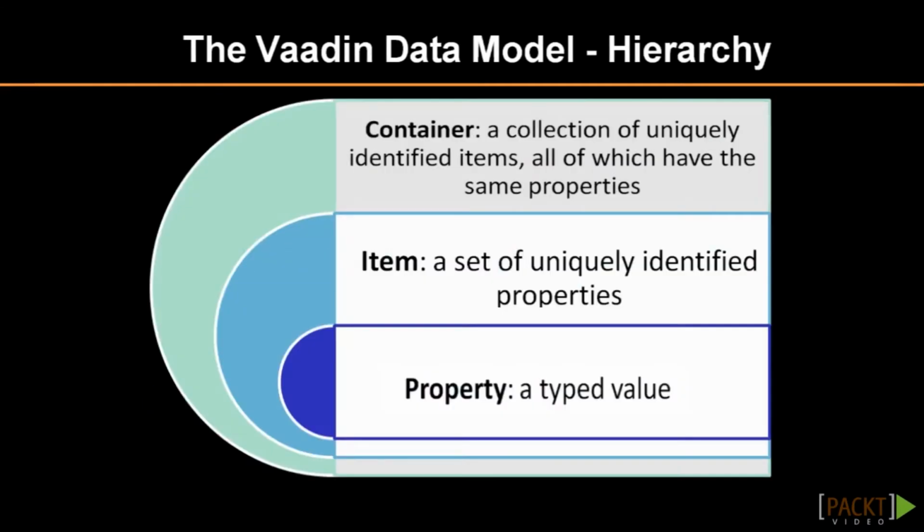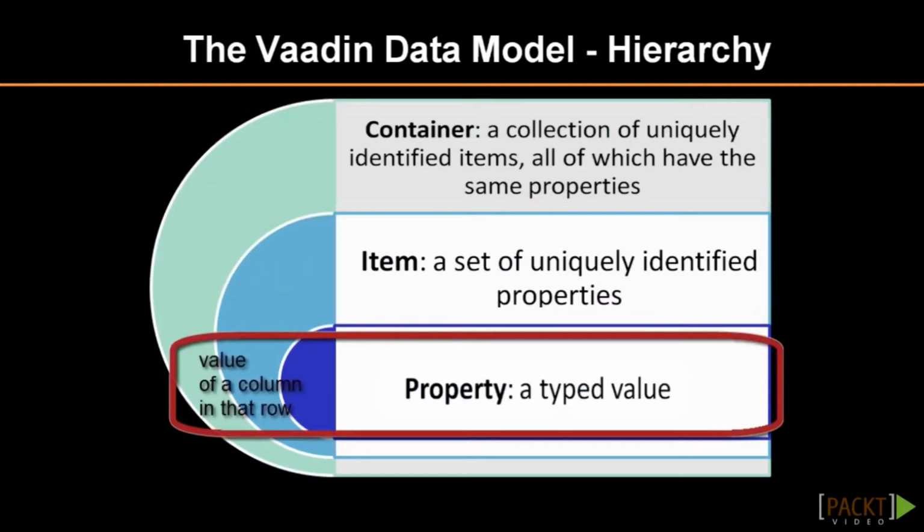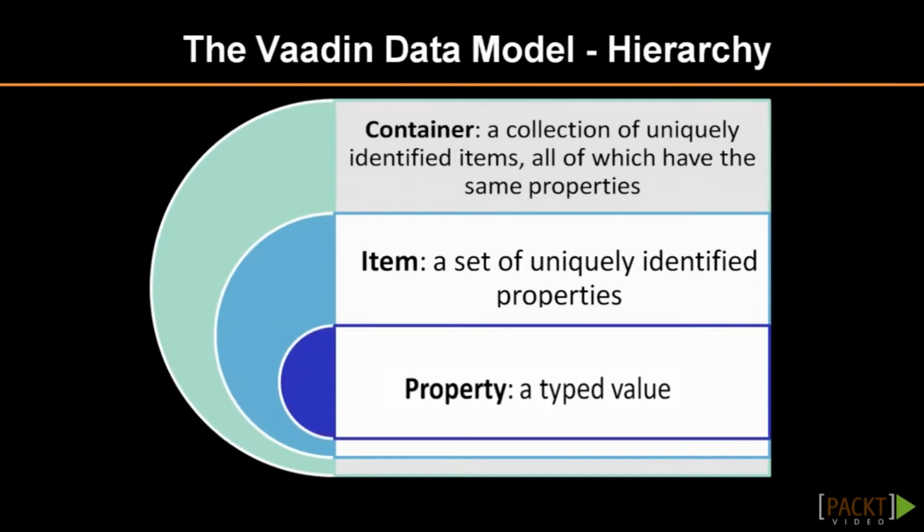The easiest way to understand the Vaadin data model is to apply it to relational databases. In the most general form, a container is a table, an item is a row, and a property is a column value of that row. That's about it. Let's set up a database for our application. We will do that in the next video.